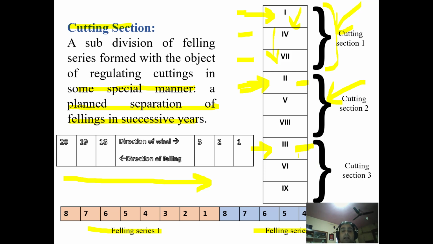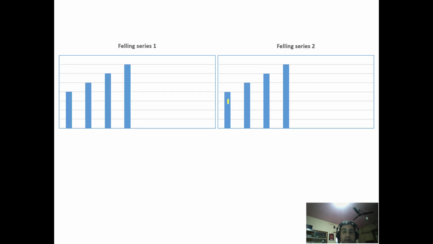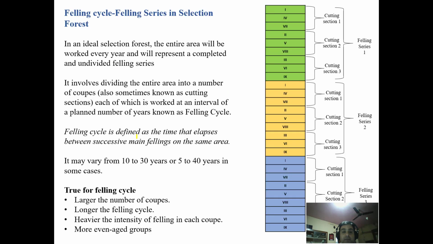So practically in each felling series we can have felling each year based on a different cutting section and in a different Coop. So this is how the felling series will look when you regulate felling in this manner. This will be the age gradation of the felling series when we adopt this procedure.